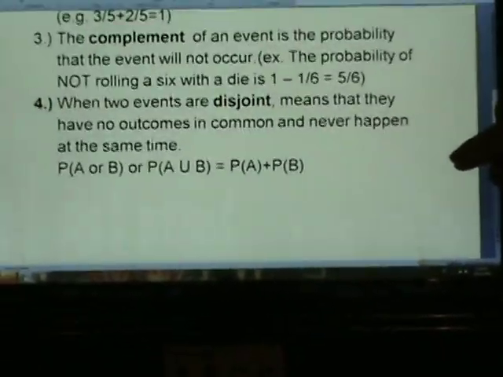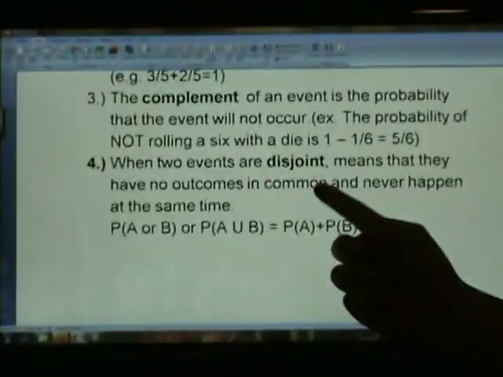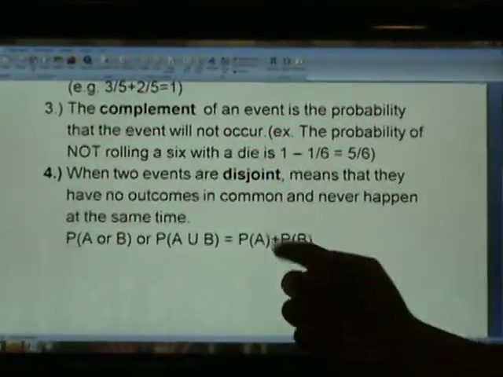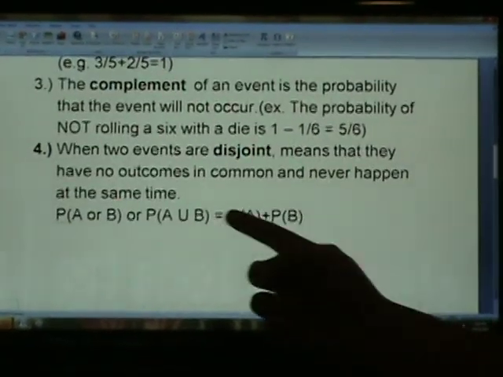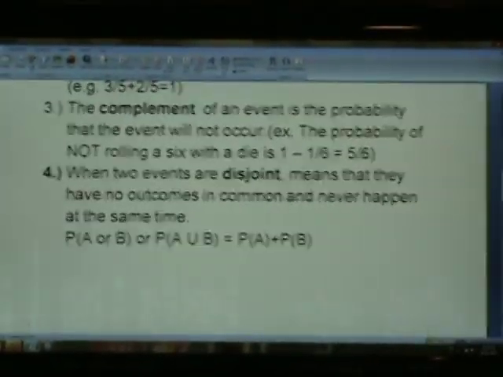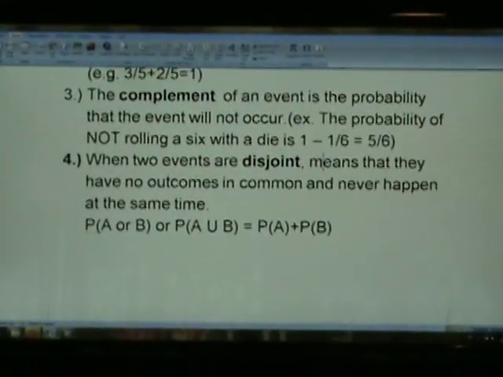And rule number 4 is when two events are disjoint, which means that they have no outcomes in common and will never happen at the same time. And here, Rambor will give us an example of a disjoint event.